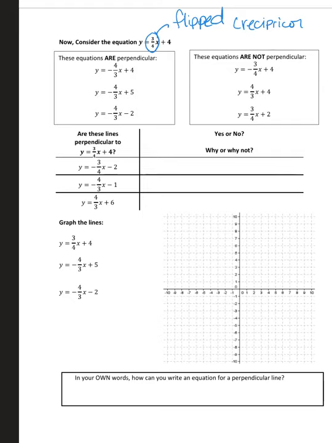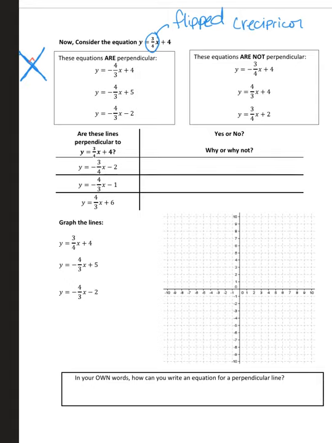I also noticed that my slope in my regular line was positive, but now my slope in these equations is negative. And let's think, what is a perpendicular line? If I was drawing a line on a graph and it was like this, a perpendicular line is going to make a 90-degree angle with this line. So it's going to look like this. And these angles in between here, that's 90 degrees, okay?